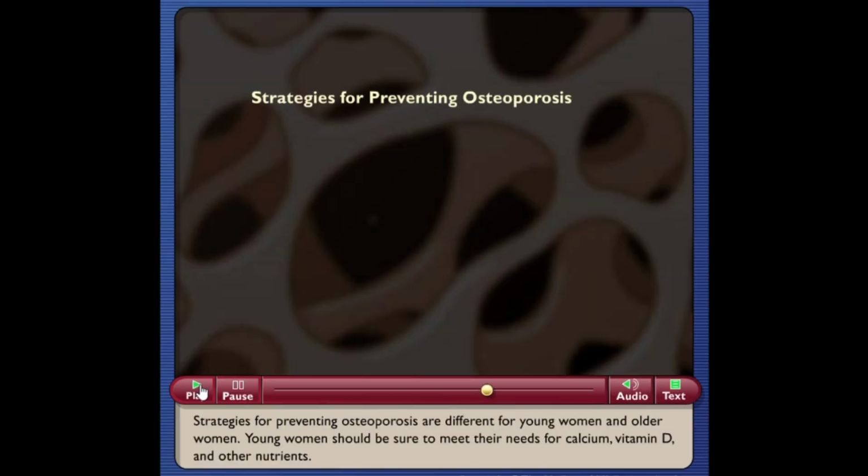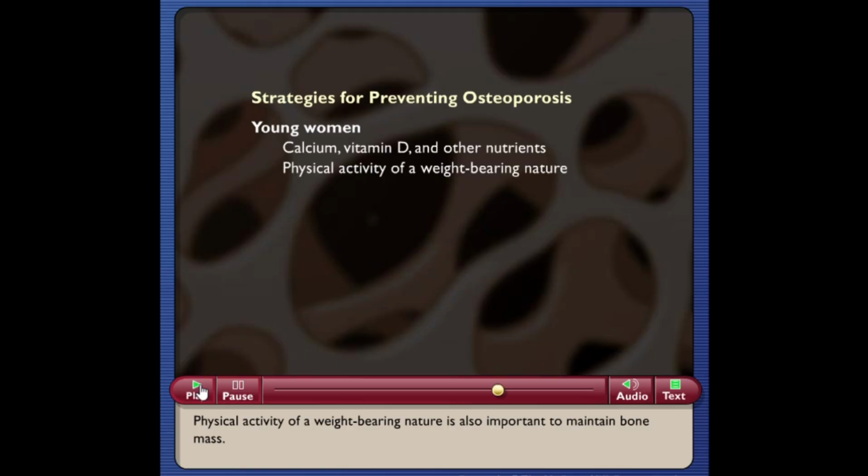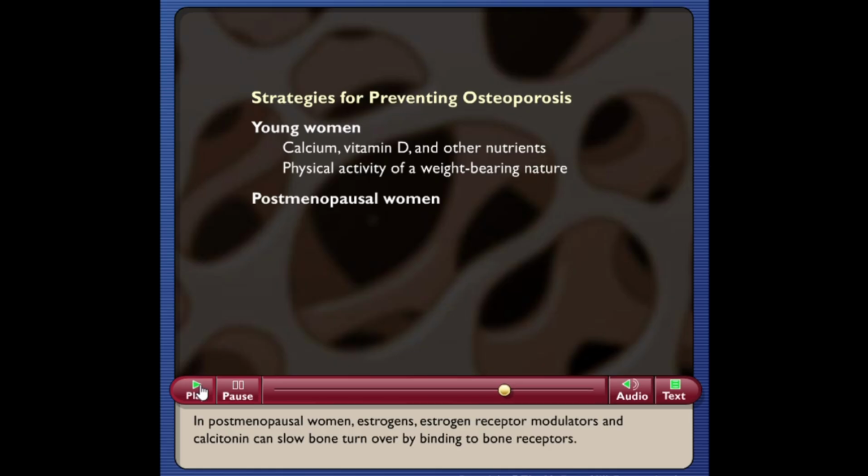Strategies for preventing osteoporosis are different for young women and older women. Young women should be sure to meet their needs for calcium, vitamin D, and other nutrients. Physical activity of a weight-bearing nature is also important to maintain bone mass. In postmenopausal women, estrogens, estrogen receptor modulators, and calcitonin can slow bone turnover by binding to bone receptors.